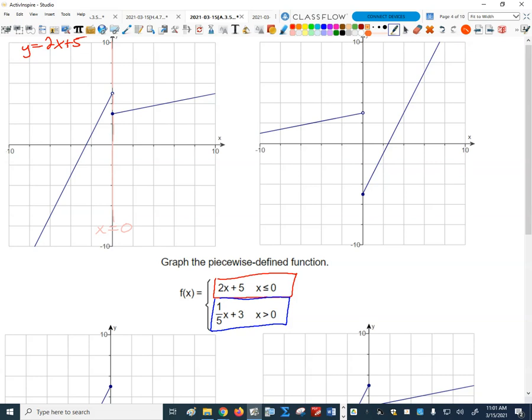Okay, so then when this line crosses the y-axis, it should be at the point 0, 5. And it is, isn't it? Because look, we're going by 2's here. 2, 4, 6, 8, 10. So that is the point 0, 5.